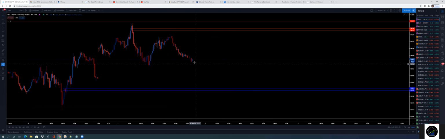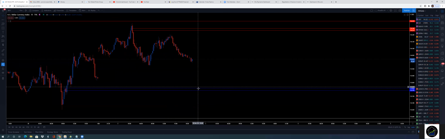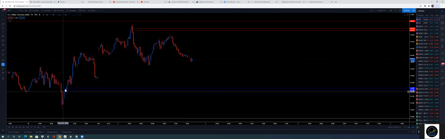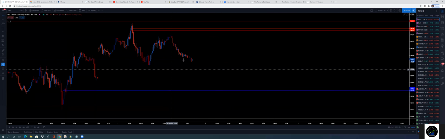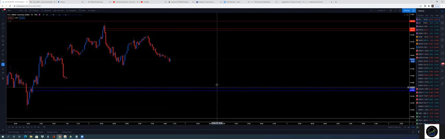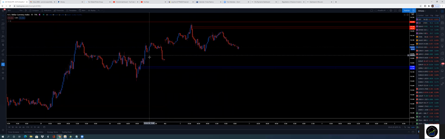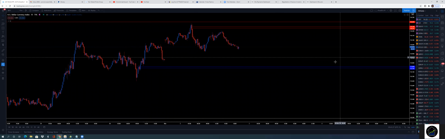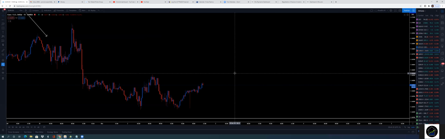Same thing vice versa. If price does go ahead and sell when it gets here, if it can't break below here, then we'll take the buy. So with that being said, let's look at our currency pairs.